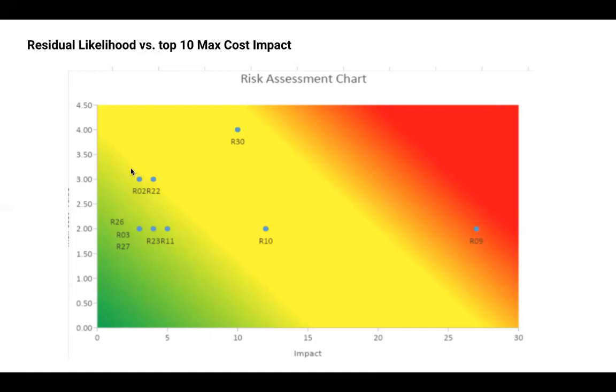And a lot of our risks here were closer together, and that is what Tatyana was referring to earlier, as the ones that are likely but less cost impactful.